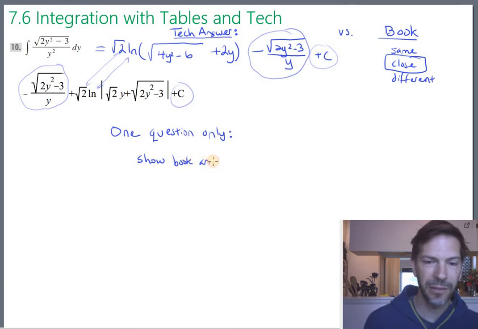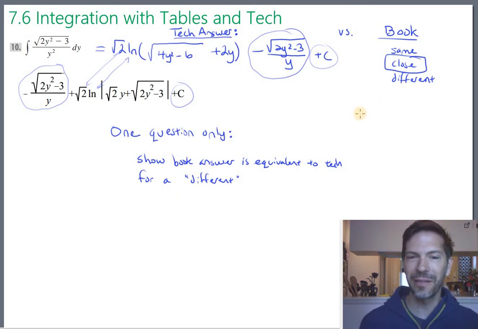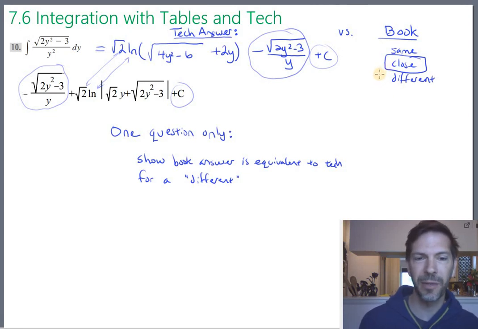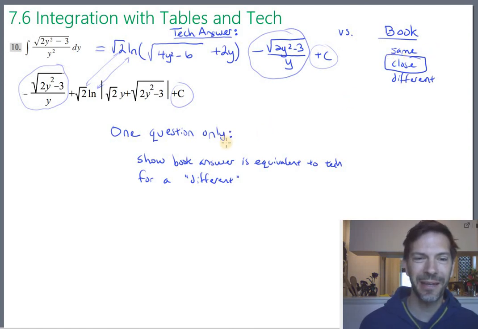Show that the book answer is equivalent to the tech answer for one that you marked as different. And maybe if you didn't get any that are different, do it for one that's close. But basically, whichever one's the most different, book versus tech, just for that one, show that they're equivalent, right?